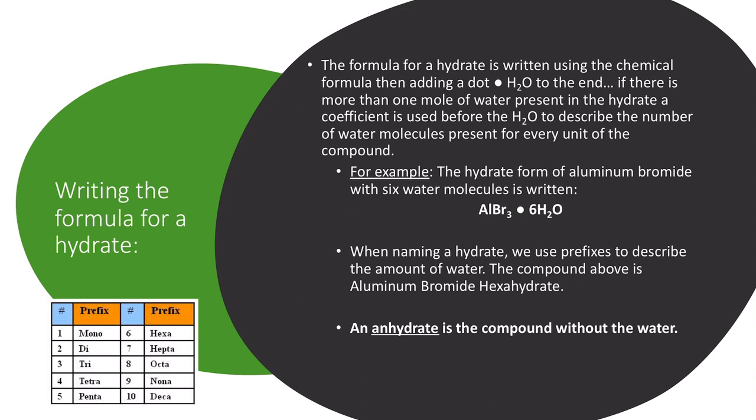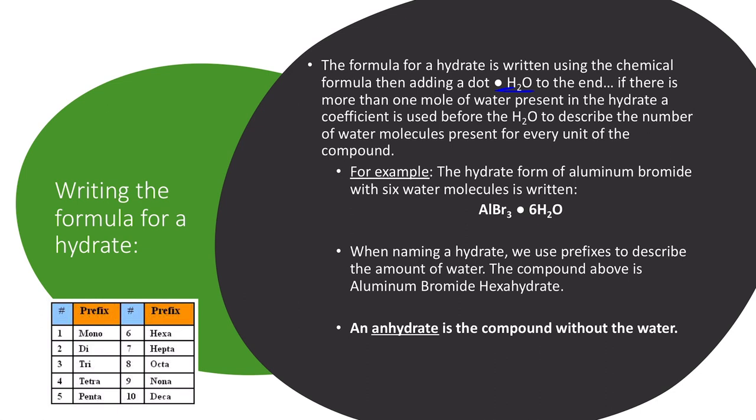So the formula for a hydrate is written using the chemical formula. So we write out the chemical formula, and then we add a dot and H2O to the end. If there's more than 1 mole of water present in the hydrate, then we use a coefficient before that water molecule to describe the number of water molecules that are present for every unit of the compound. So basically what the formula for a hydrate is describing is the ratio of the units of the compound to the molecules of water that are present, absorbed in that compound.